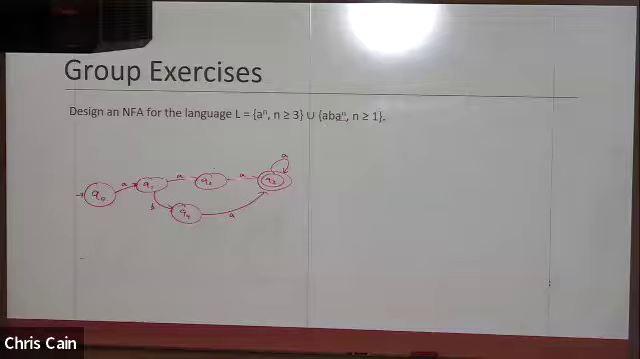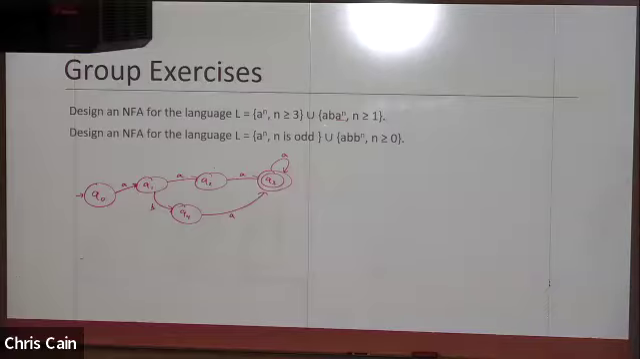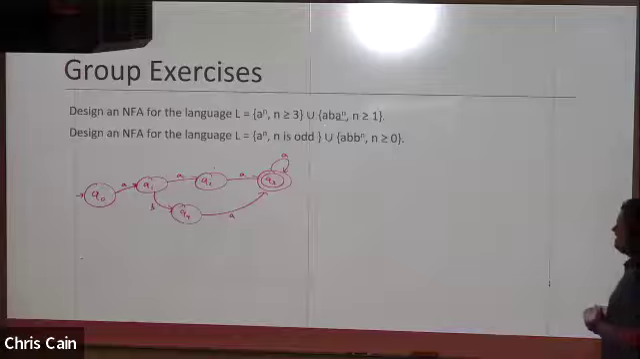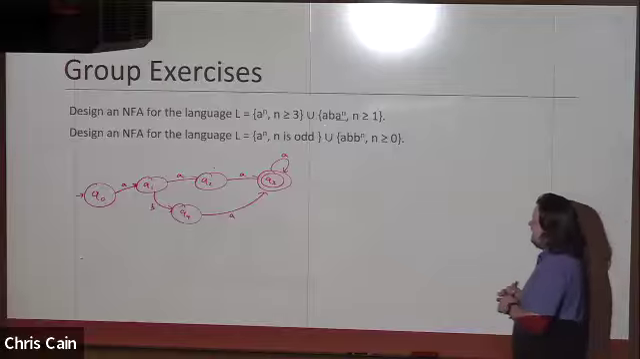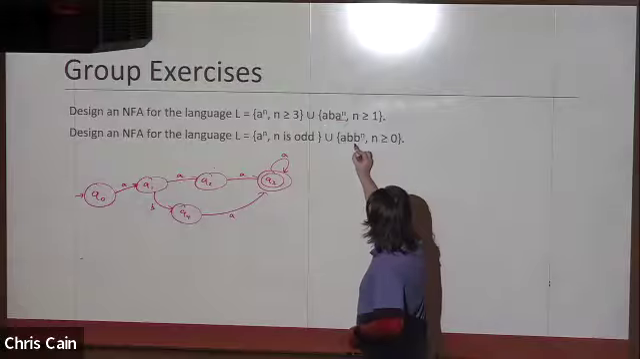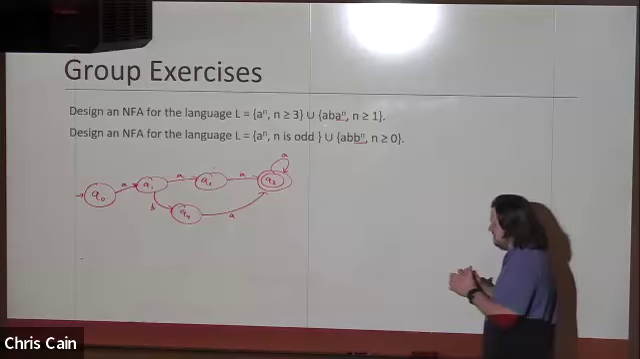I think the correct answer is, we need another example. Here's another example. A to the n such that n is odd, A, B, B to the n. Sorry, A, B, B to the n. Again, that's attached to the B.